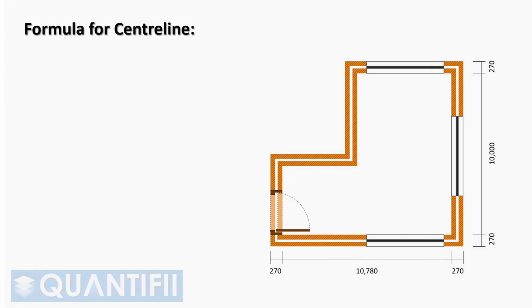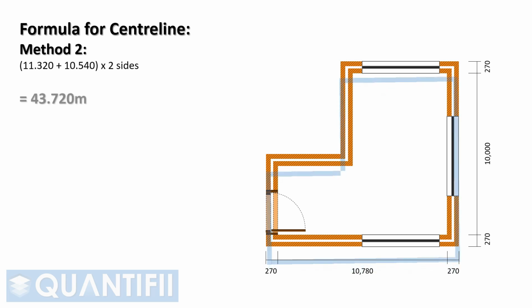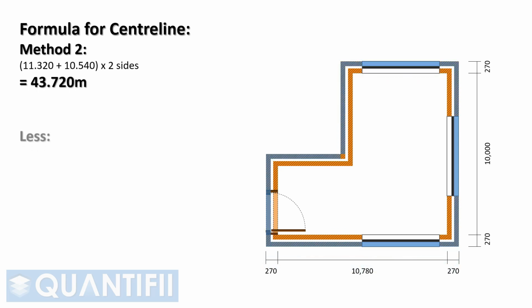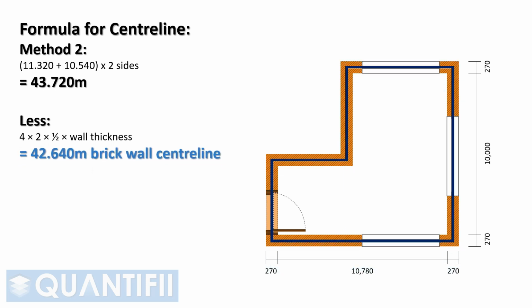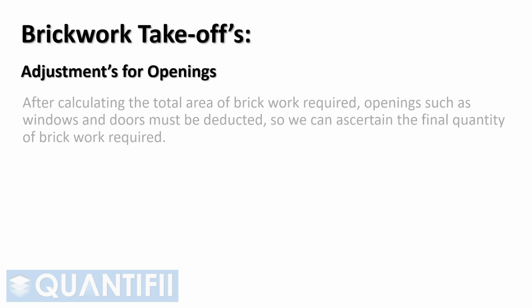The external wall's length, as before, is 43.72 meters. We can then deduct 4 by 2 by half by the wall width of 270 millimeters. This gives us a centerline of 42.64 meters. The centerline of 42.64 meters, multiplied by a height of 2.96 meters, amounts to a total brick wall quantity of 126.214 square meters.